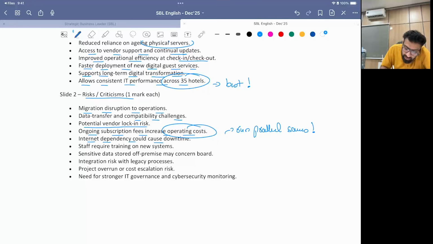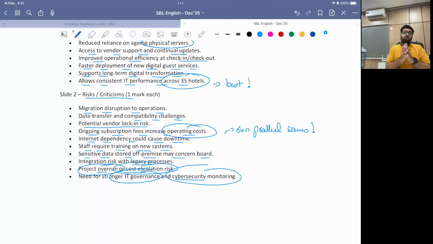Internet dependency, cloud cost, downtime, staff require training on new systems, sensitive data stored off premise may concern the board, integration risk, project overrun, and cost escalation risk. Like, initially you thought that you would have 1 million in transition, and actually it gets to 3 million, so you're going to be losing your job because you didn't predict the right cost. Stronger IT governance and cybersecurity monitoring, since now you are going on cloud, you'll be getting famous and you might be getting attacked by some famous cyber crackers as well, right?